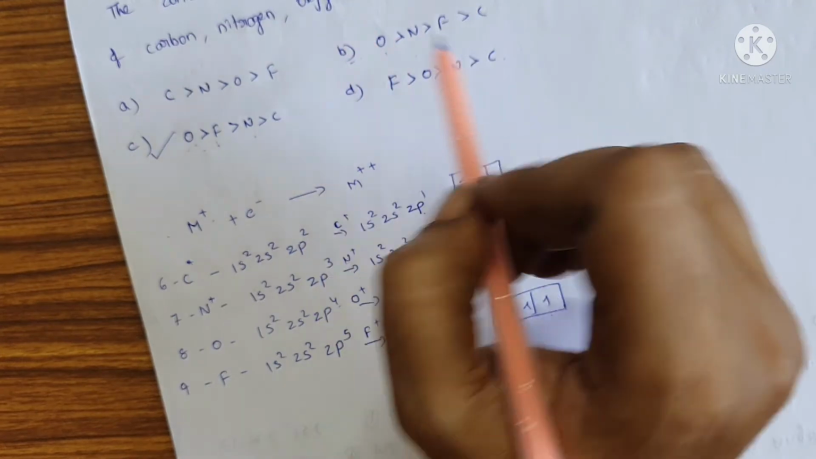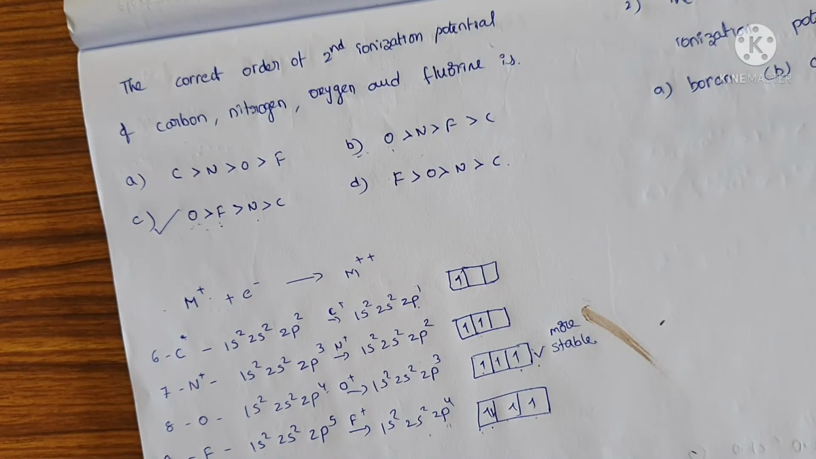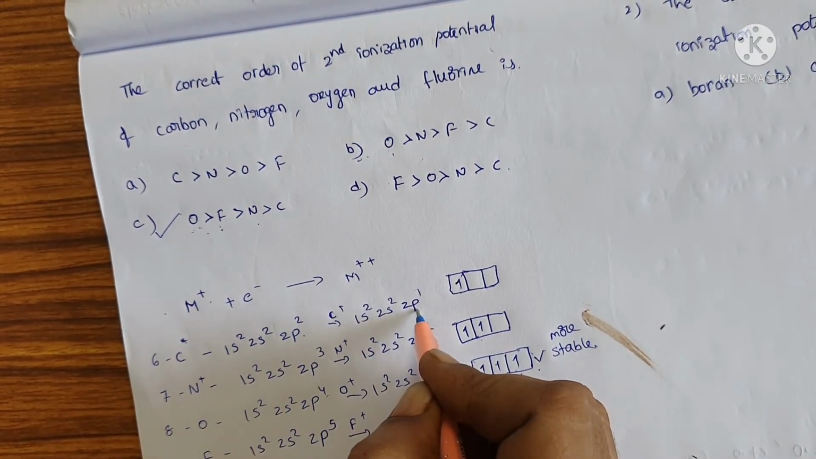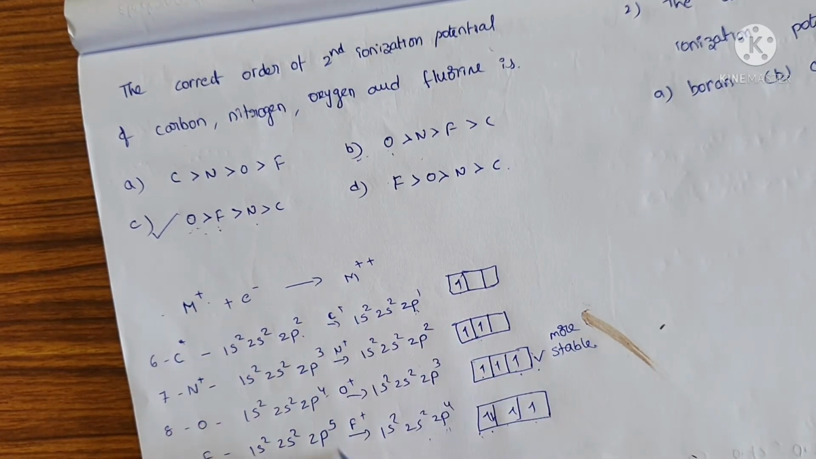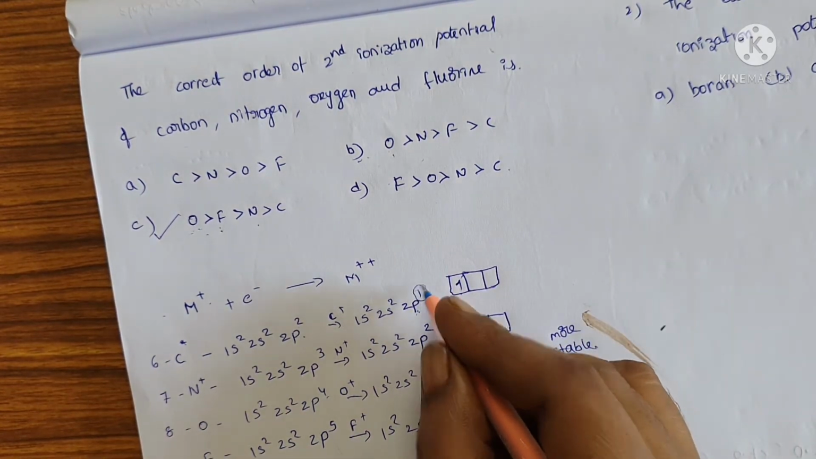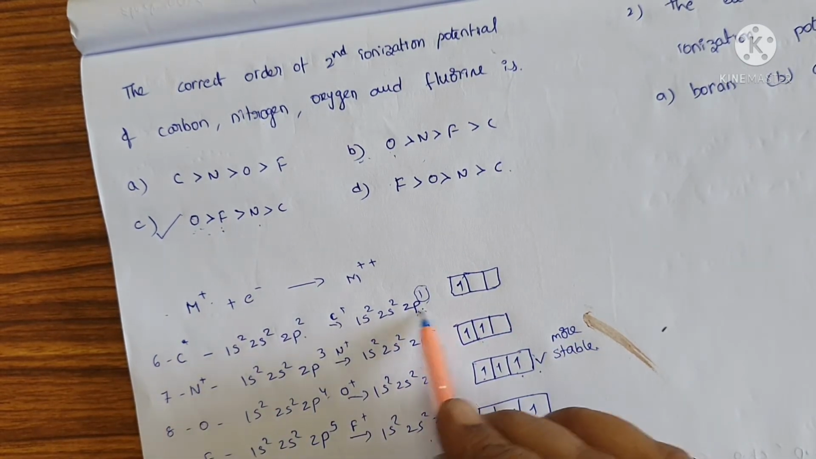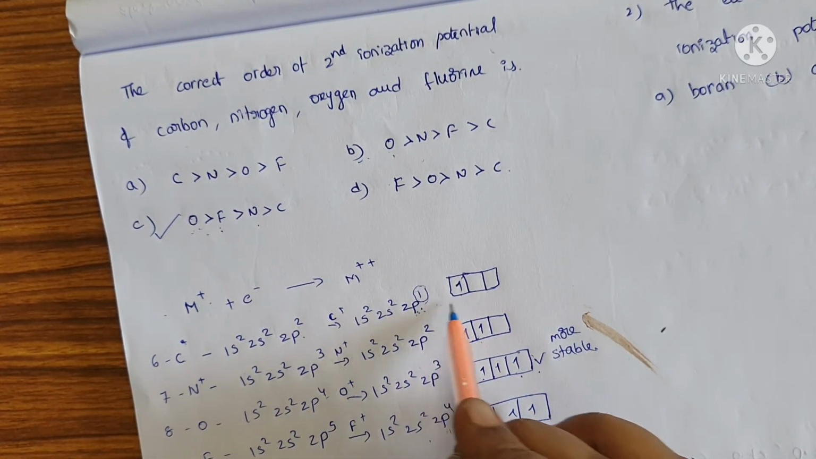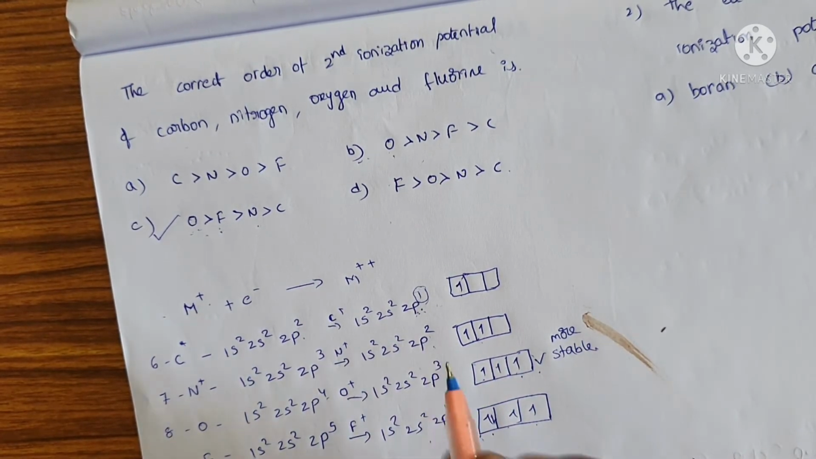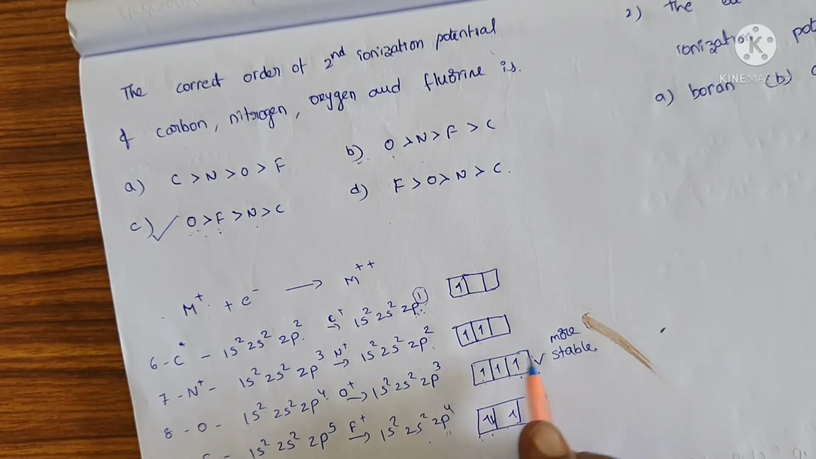Is it clear? The first ionization potential is the energy required to remove an electron from the outermost configuration. After removing one electron, this happens for carbon, nitrogen, oxygen and fluorine. For the energy required to remove another electron: in carbon the p orbital has one electron, so it can be removed easily, and N+, which has two electrons, is also easy. For oxygen it is half filled, so it is more stable.